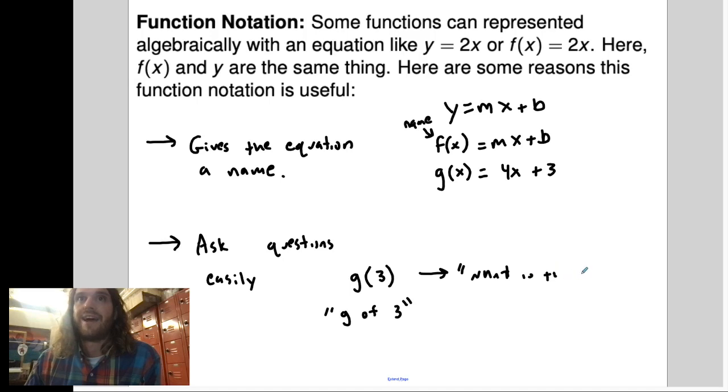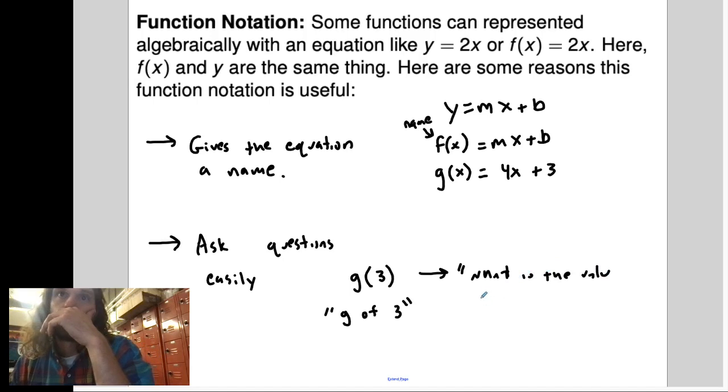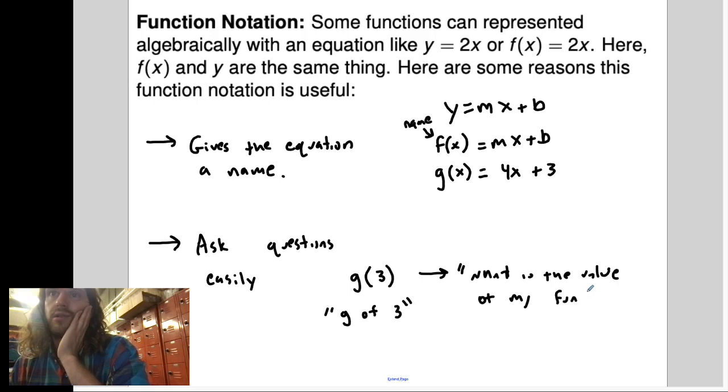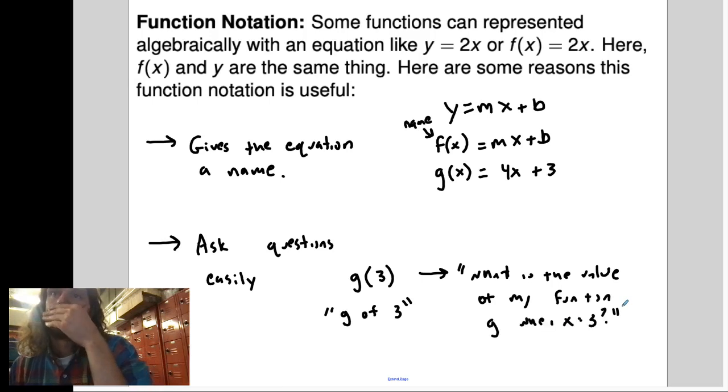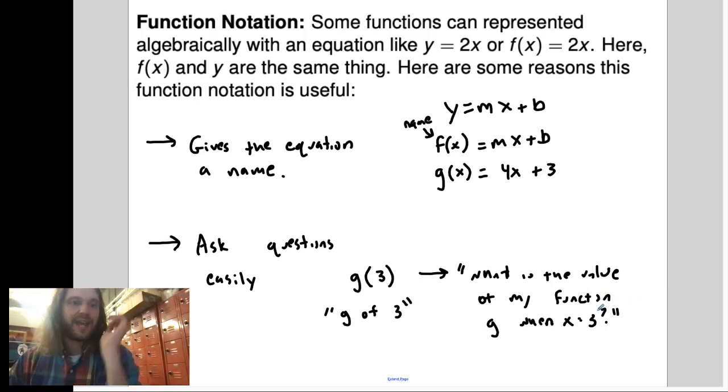What is the value of my function g when x equals 3? What is the value of my function g when x equals 3? Now, this is a pain to say every time.